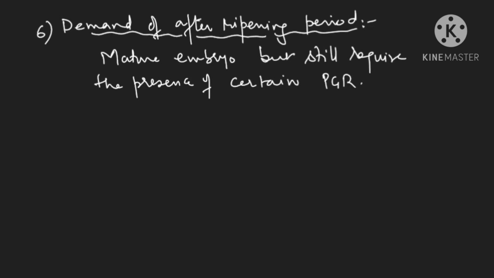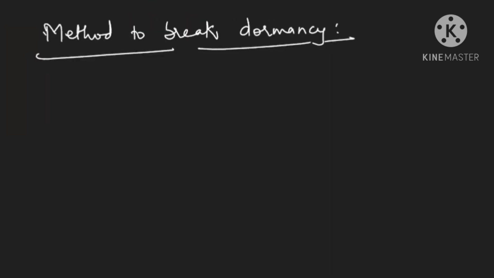The best example you can see is all your cereal crops like wheat, barley, and all these are a few examples. So these are the various reasons for dormancy. Now, how can we break the dormancy? There are various methods by which you can break the dormancy.